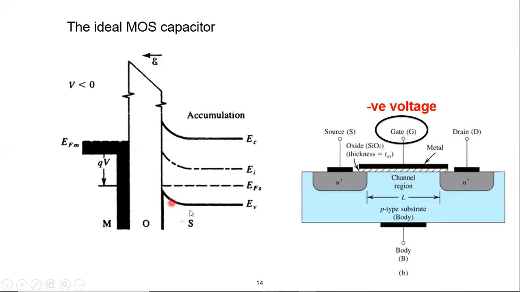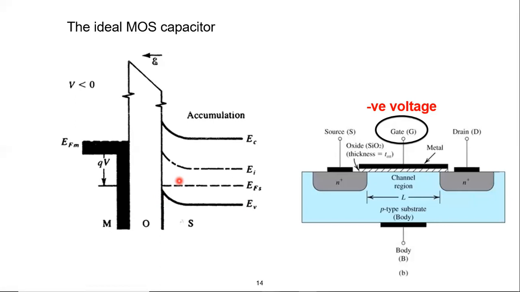And as you know also, the energy of the holes decreases upward and increases downward. So holes in this region will start to go to this area because this area has a lower energy. And here you will have an accumulation of holes. So this is an energy band diagram for an n-channel MOSFET when a negative voltage is applied to the gate.